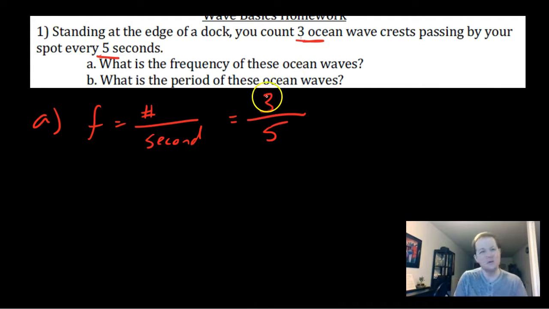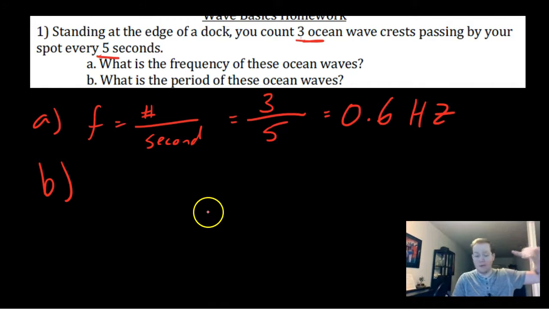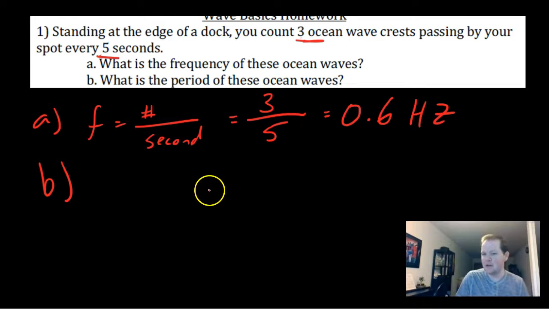The number of waves, or, later on, number of vibrations, the number of wigglings, the number of cycles, per unit of time. So 3 waves in 5 seconds, you put that in your calculator, you get 0.6. And that's per second, or that's hertz. So that's the answer for 1A. You take the number of waves or the number of vibrations, the number of cycles, divide that by the time for that number. That gives you the frequency. There was 3 waves every 5 seconds, or 1 wave every 0.6 seconds. That's another way you could read it.